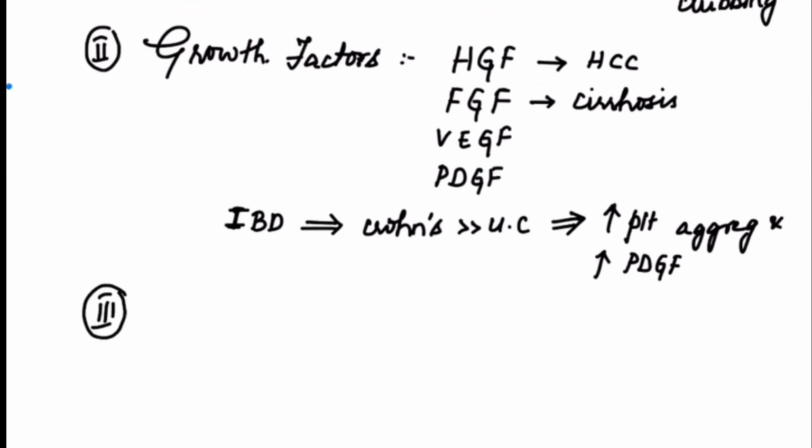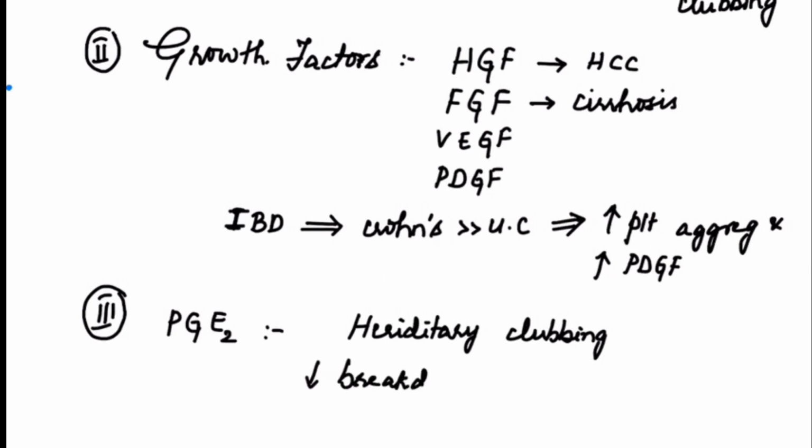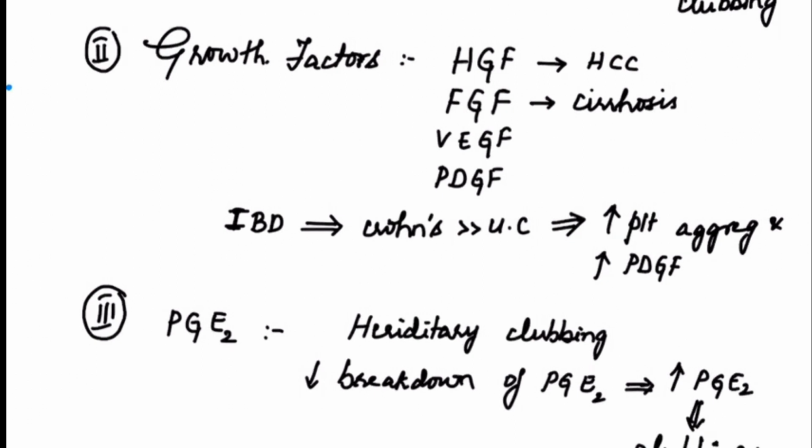The third one is involvement of prostaglandin E2. So this is seen in hereditary clubbing. So in hereditary clubbing, it has been noticed that there is decreased breakdown of prostaglandin E2. So prostaglandin levels are increased, and by unknown mechanism they are causing clubbing. So this is the pathogenesis of clubbing.